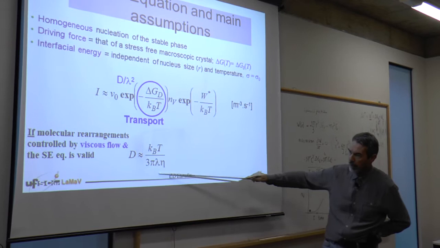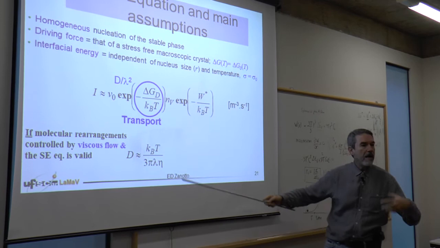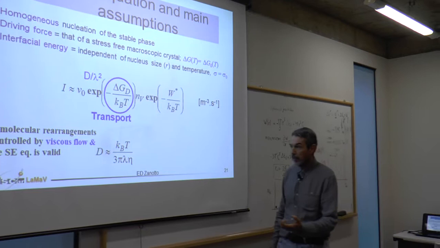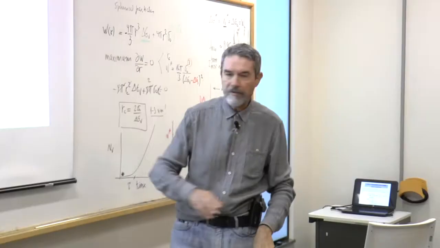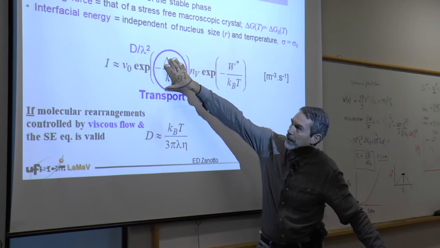The beauty of this is that we can embed this equation here. And then there's no need to know exactly delta G D. If we believe in this assumption, we measure the viscosity, and then we calculate the transport part. Luckily, you have done that for your adopted glasses. You all have the viscosity as a function of temperature, of course, for your glasses, so you can put that part here.